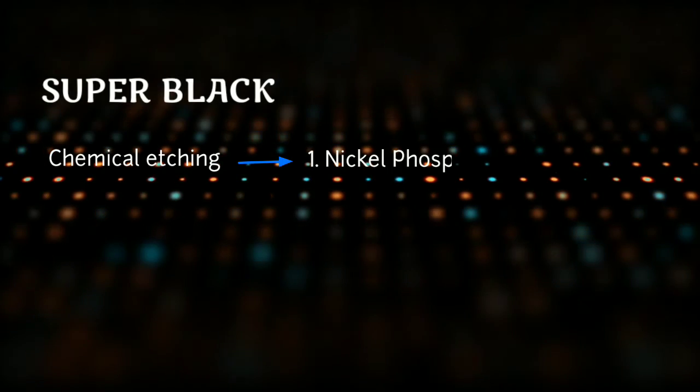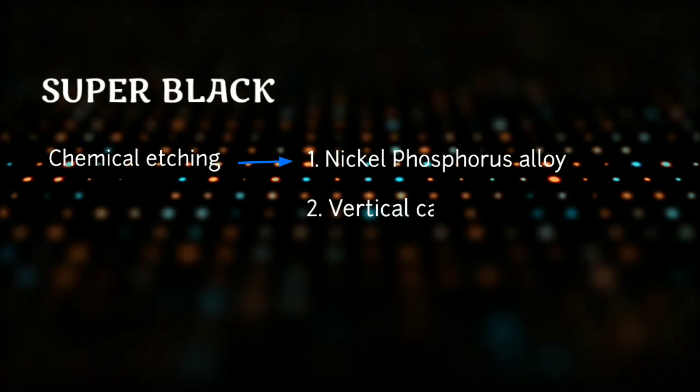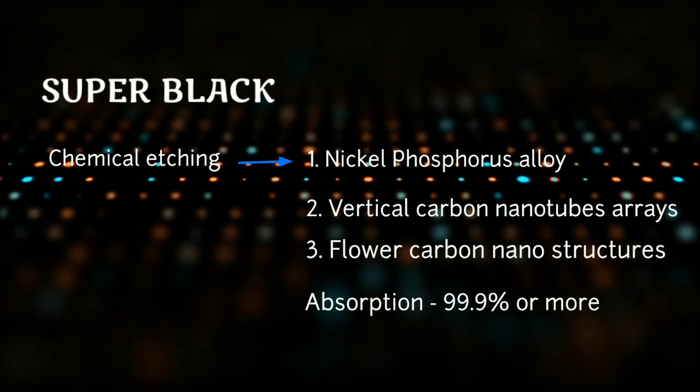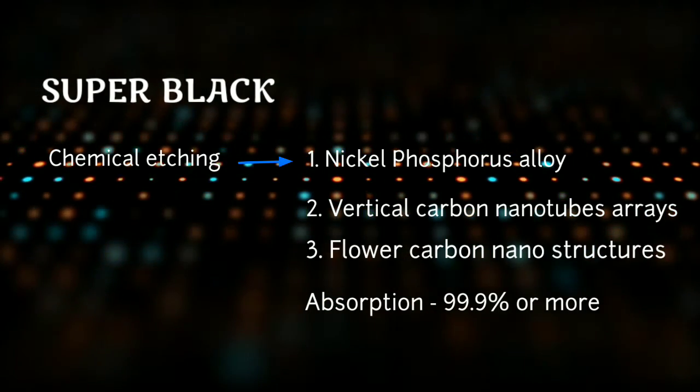Other examples of nearly perfect black materials are super black, prepared by chemically etching a nickel-phosphorus alloy, vertically aligned carbon nanotube arrays, and flower carbon nanostructures, which absorb 99.9% of light or more.